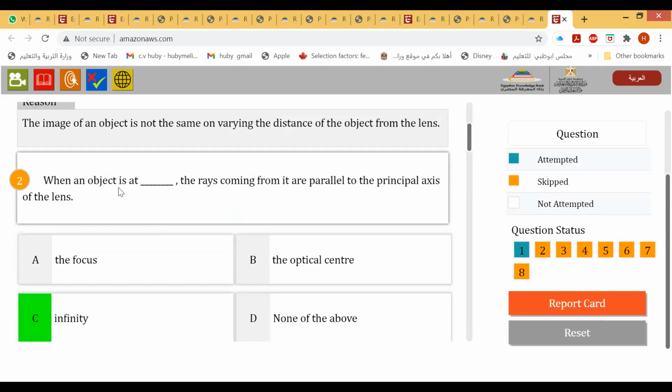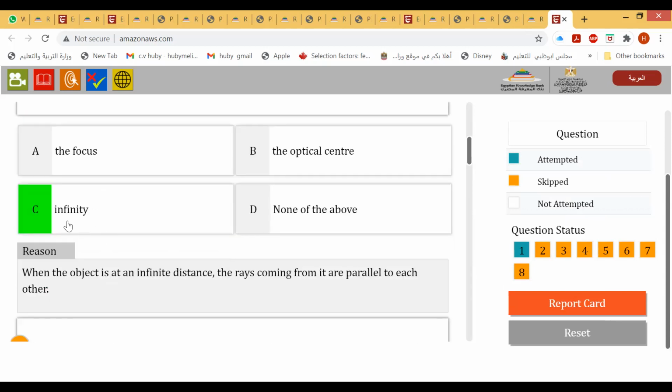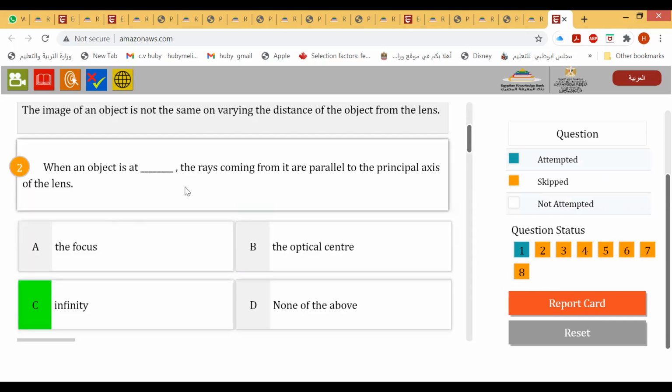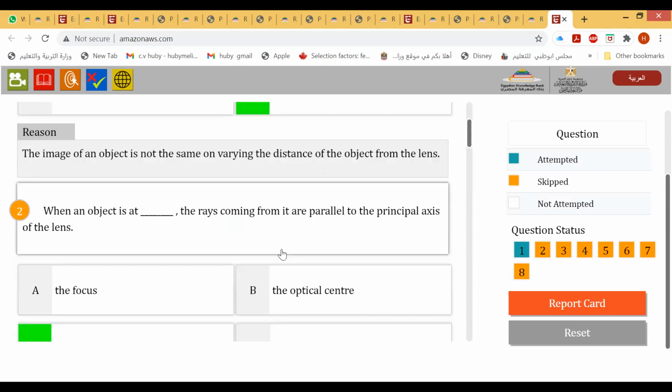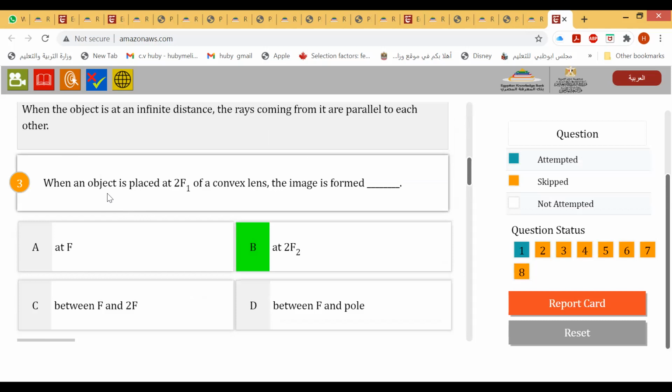Next, when an object is at infinity, the rays coming from it are parallel to the principal axis, coming from the focus, the optical center, in infinity. None of the above. Of course, at infinity the rays are all parallel to the principal axis. When an object is placed at 2F1 of a convex lens, the image is formed at 2F. Surely the object is at 2F, so the image is also at 2F, which is C.